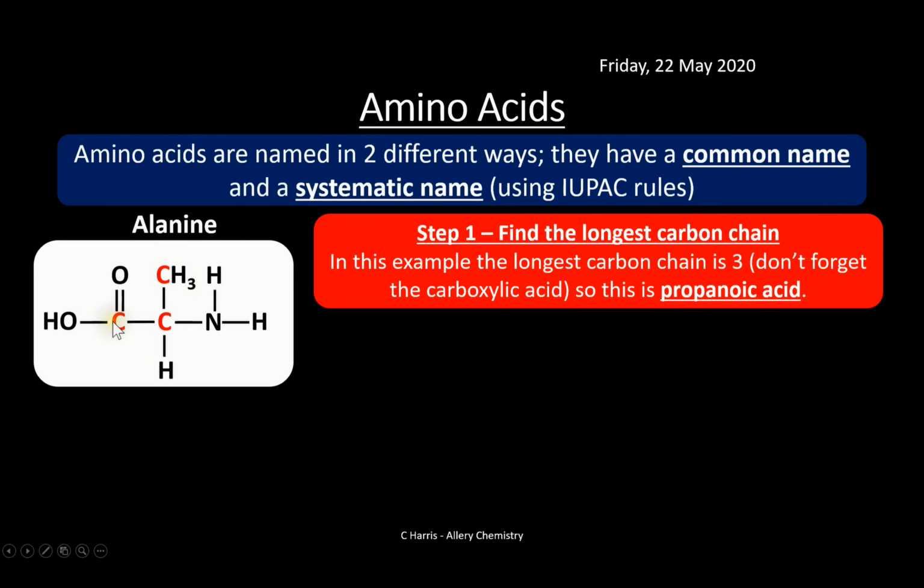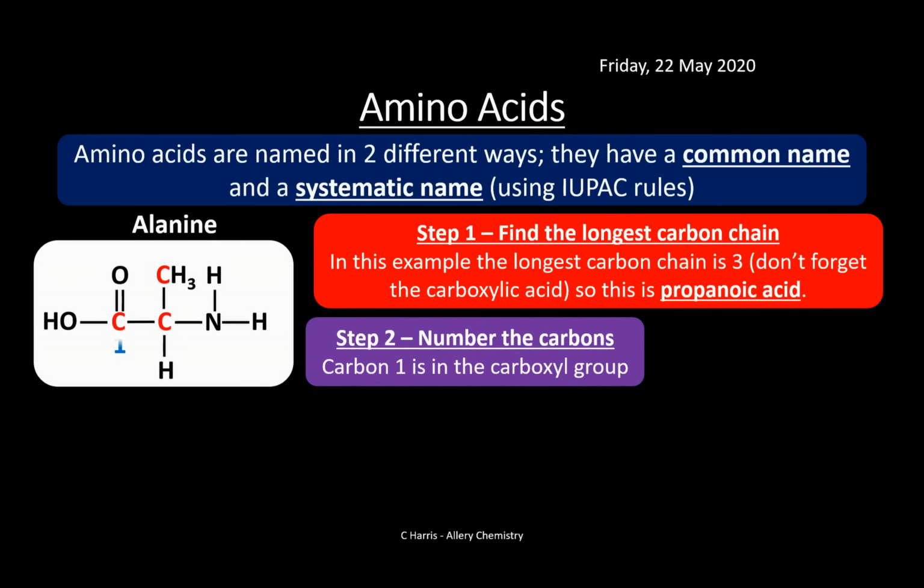So remember, if you've seen the carboxylic acid derivatives video, that we always number from carbon 1. So this one here is carbon 1. That's always from the carboxylic acid group. Okay, so that's 1, 2, 3. So there's 3 carbons there. So this is propanoic acid. That's the first one. And then the second step is we need to number the carbons, like we said before. There you go, 1, 2, 3. So we always number from the carboxyl group.